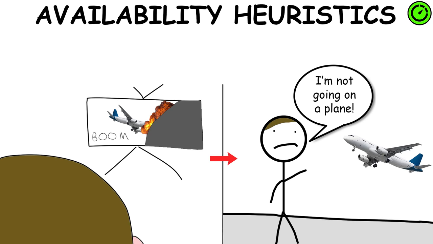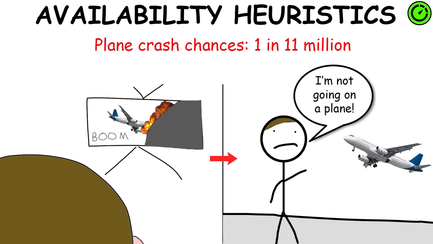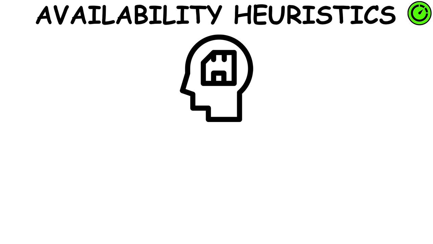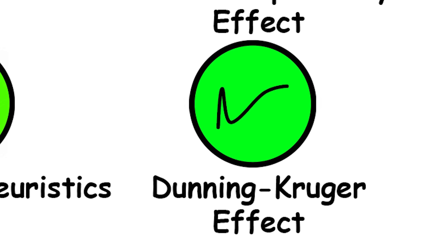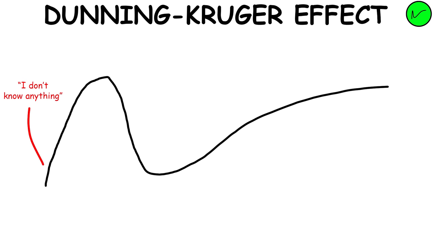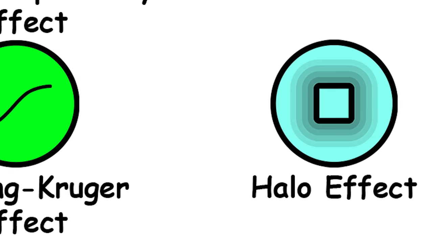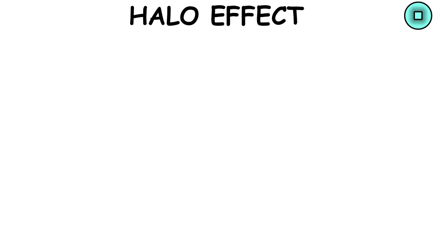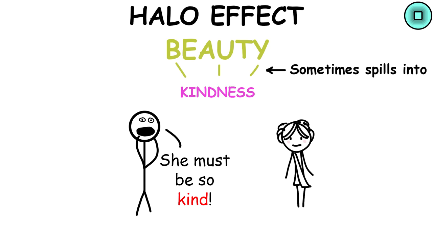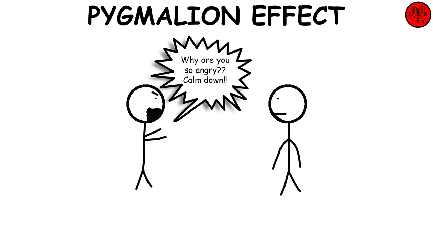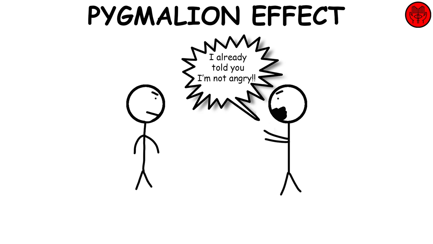Availability heuristic. The availability heuristic is the tendency to overestimate the likelihood of events that easily come to mind. The availability of memories can be influenced by how recent they are or how unusual or emotionally charged they may be. Dunning-Kruger effect. It's the tendency for unskilled individuals to overestimate their own ability and the tendency for experts to underestimate theirs. Halo effect. It's the tendency for a person's positive or negative traits to spill over from one personality area to another in others' perceptions of them. Pygmalion effect. The phenomenon whereby others' expectations of a target person affect the target person's behavior in a self-fulfilling prophecy.